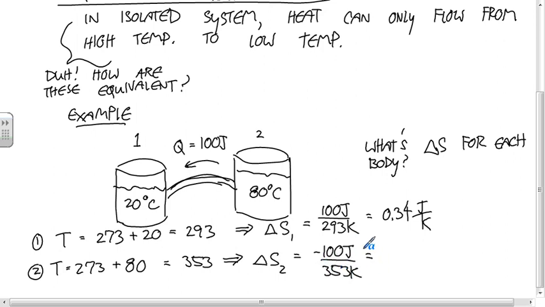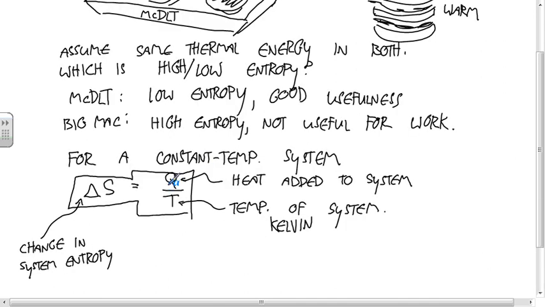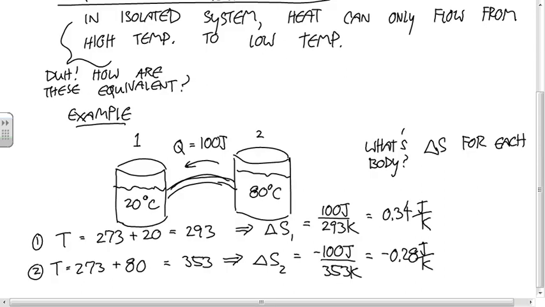And what do you get for that? Can you divide that one? Negative 0.28 joules per Kelvin. Could you repeat why it's negative then? Yeah, because the Q in this equation is heat added to the system. So if we're looking at body 2, it's losing heat, so that has to be negative.